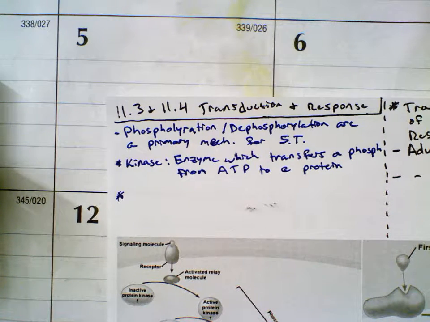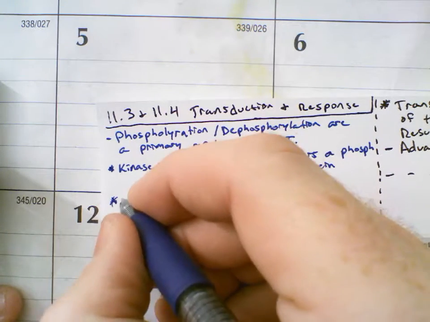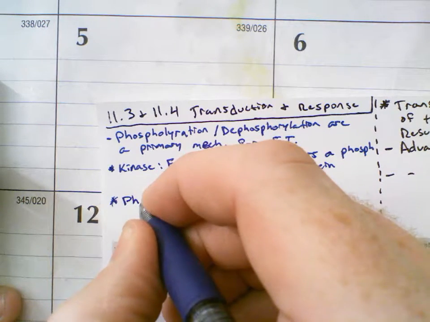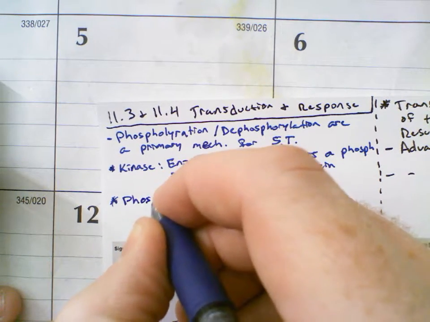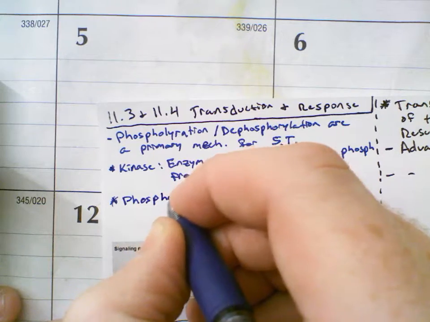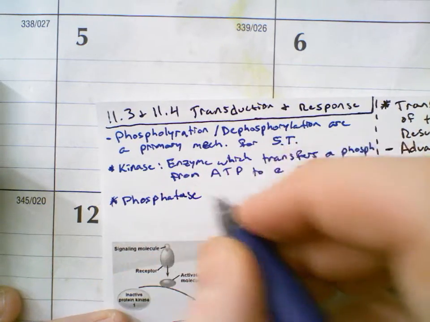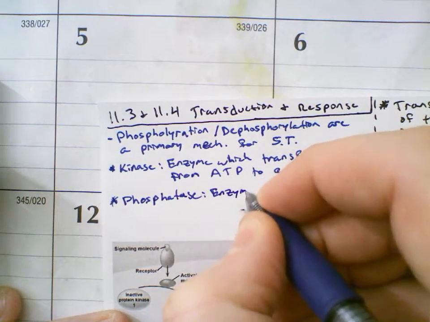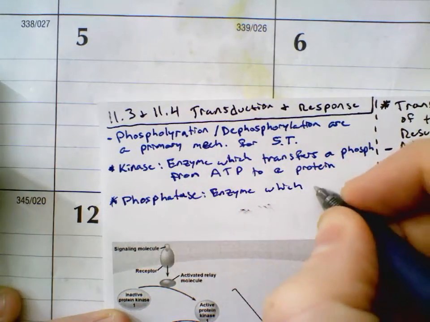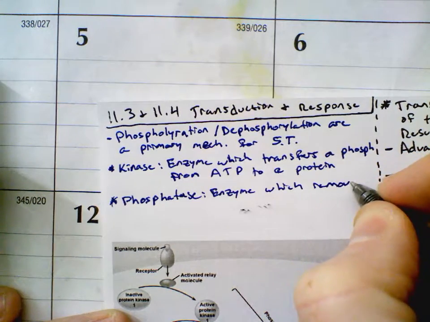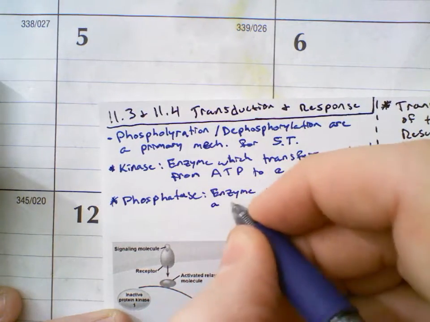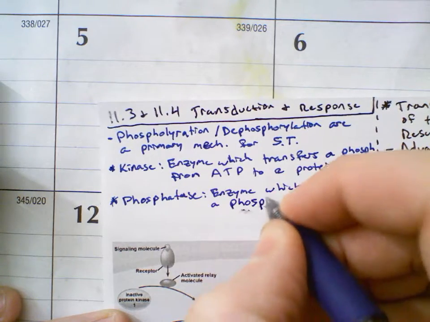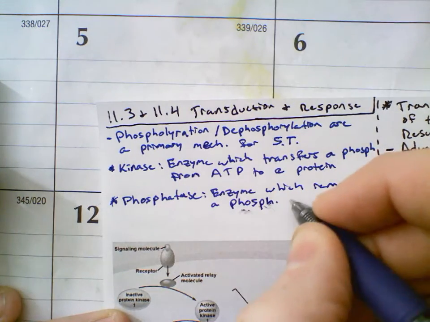So if there's something that can phosphorylate something, we also have to be able to dephosphorylate in order to shut down a pathway or to reset a pathway. And this is going to be the phosphatase. Phosphatase. This is an enzyme which removes a phosphate group from a protein.